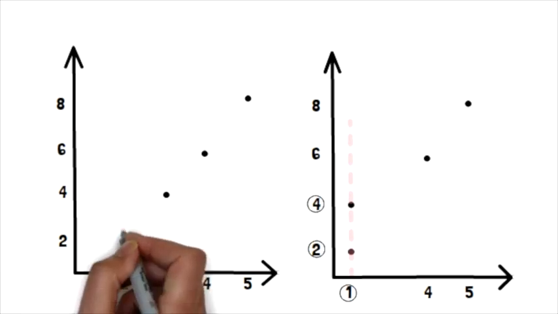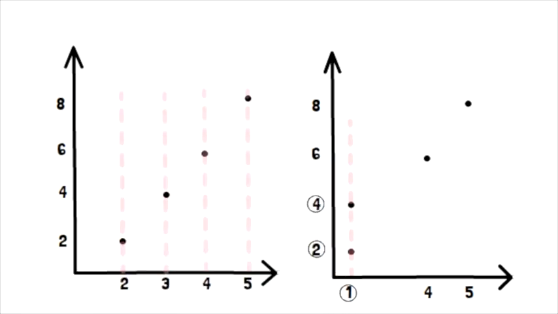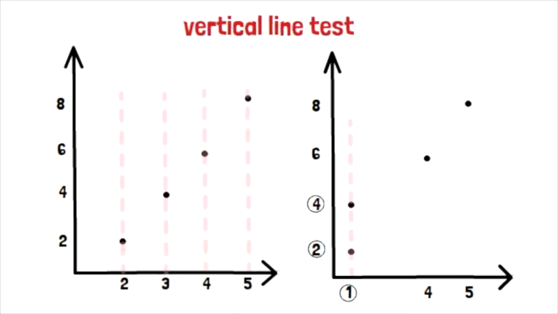But if we draw vertical lines through the graph of problem A, anywhere on the graph, the vertical lines intersect with the graph at 1 point only. This means that every element in the domain would be assigned to unique elements in the codomain. Therefore, it's a function. This technique of identifying if a graph represents a function or otherwise is called the vertical line test.